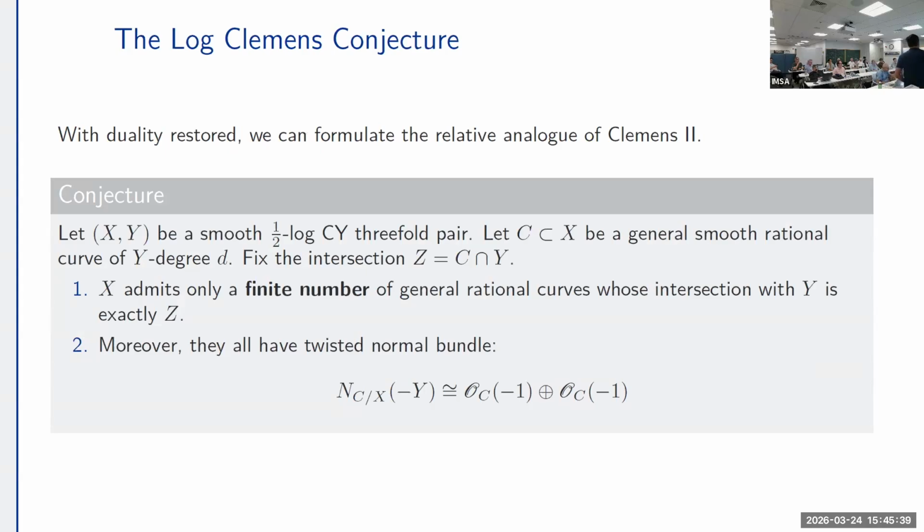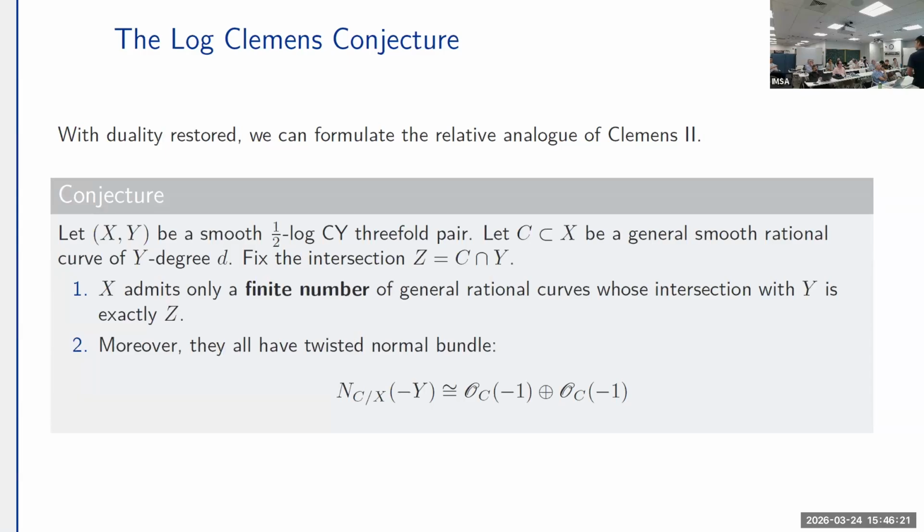So if you are in the setting that I wrote, X is a smooth threefold, Y is in |-K_X|/2, what I call the half log Calabi-Yau threefold pair. Let us consider C to be a general smooth rational curve of degree D. So very similar to the quintic situation. You fix the degree, you have a rational curve, and you want to fix the intersection. So all along the talk, I have said that I'm fixing this minus Y. This is vanishing along the Y. So I'm fixing the intersection points.